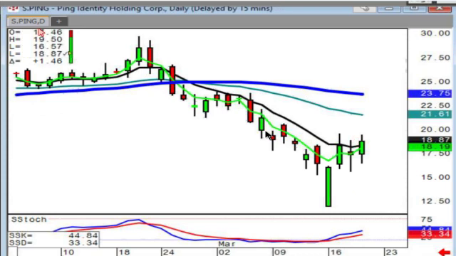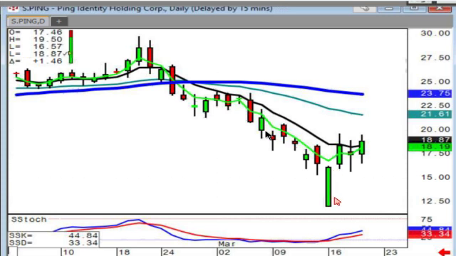So we recommended Ping yesterday, but it didn't execute because it didn't get up through the T-line. Today, it came back up, which was not unexpected because there's your big belt hold type signal. And what does a belt hold signal tell you? Well, first of all, they gapped it down in an oversold condition and brought it back up.